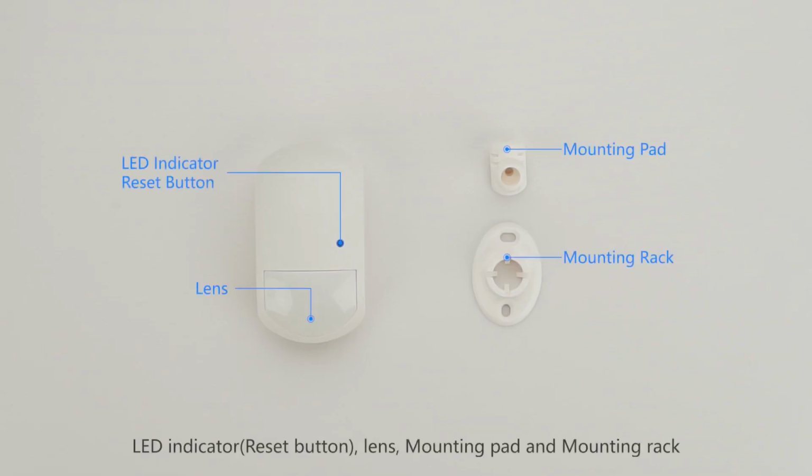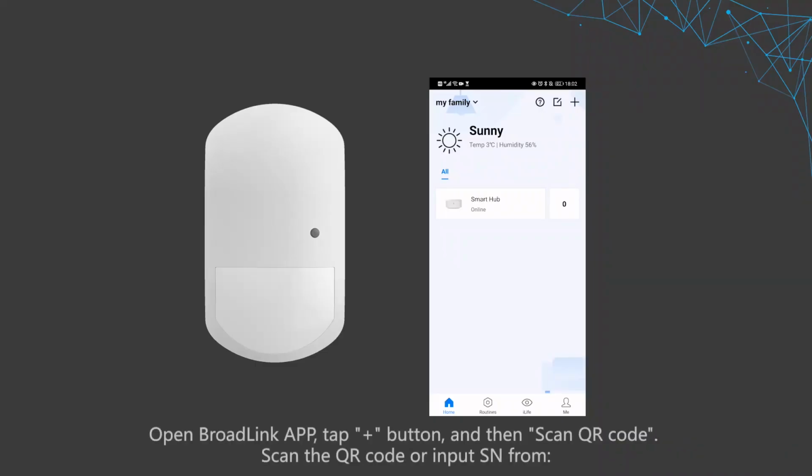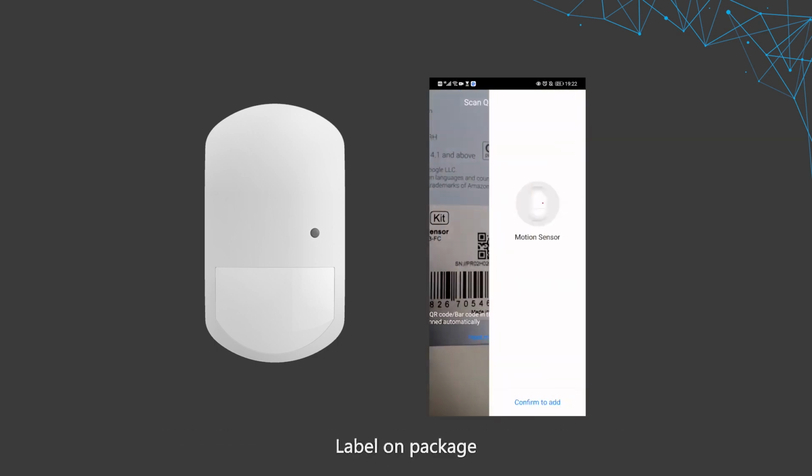LED indicator, reset button, lens, mounting pad and mounting rack, battery insulation sheet, mounting slot, anti-tampering switch, cover buckle. Open BroadLink app, tap plus button and then scan QR code. Scan the QR code or input SN from the label on the package.